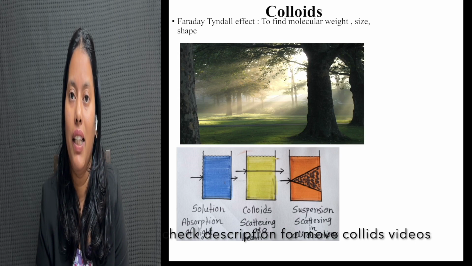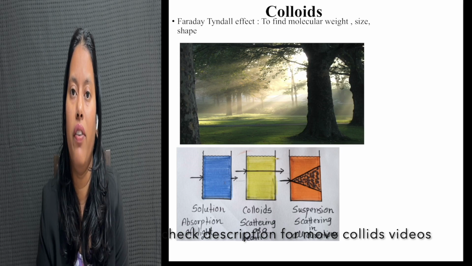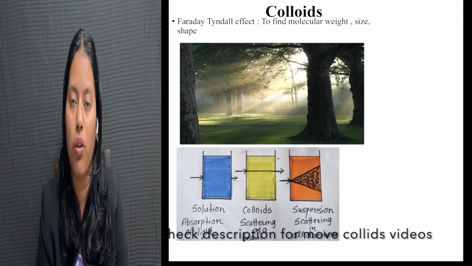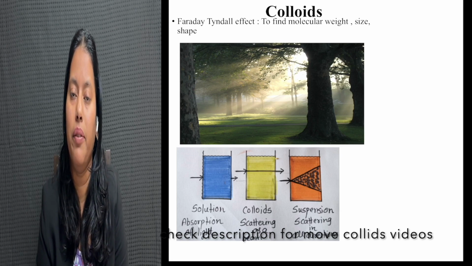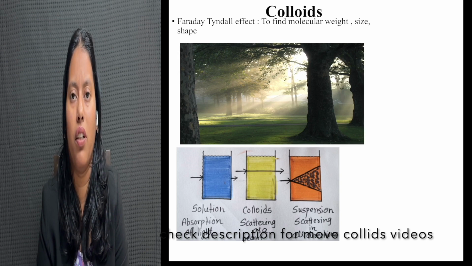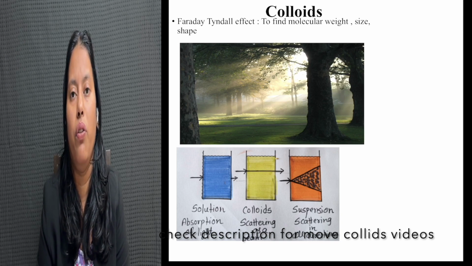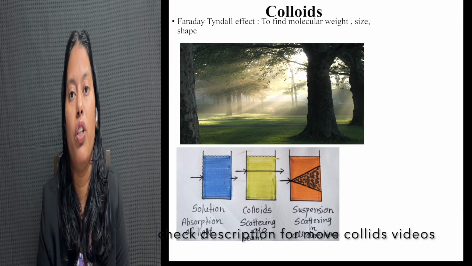You can take three transparent bottles: one filled with salt solution, second filled with diluted milk. You take 2-3 spoonfuls of milk and add into that transparent plastic or glass bottle, and third you add some flour which you use for cooking, maybe rice flour or wheat flour, into that bottle, and you focus a laser beam through it. When you focus a laser beam through the first solution, you will not see any path, but the second and third bottles will show you the path.